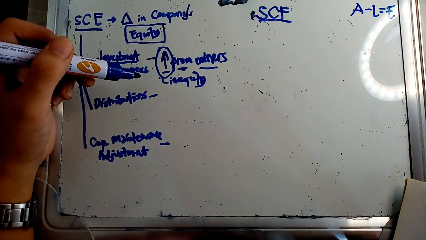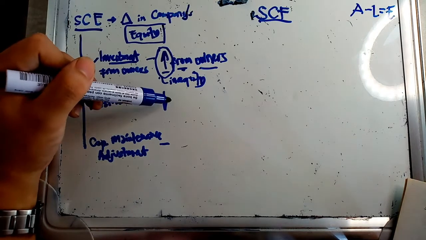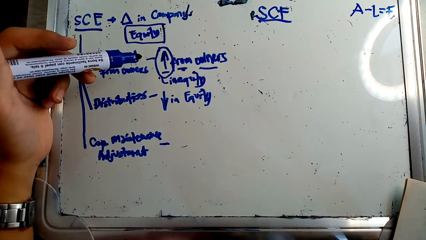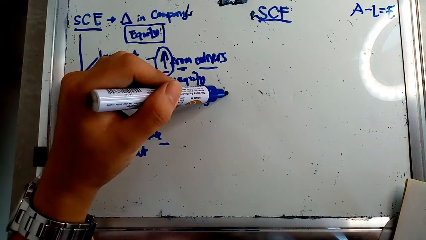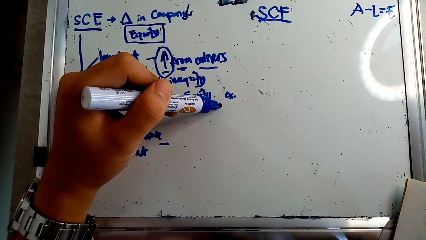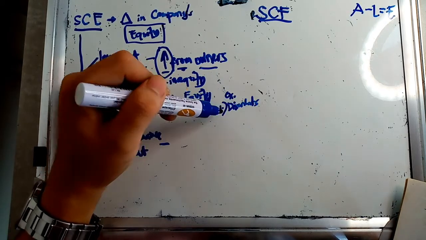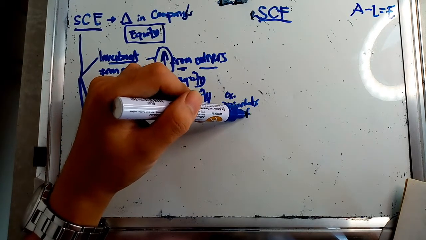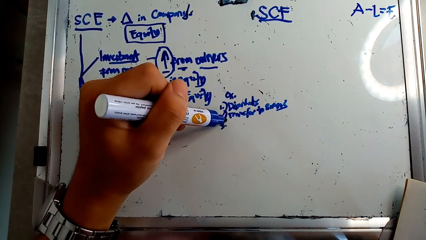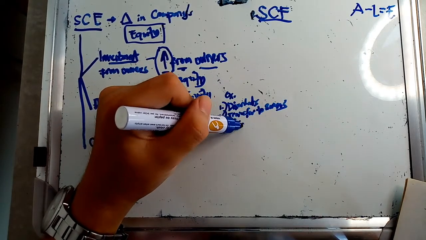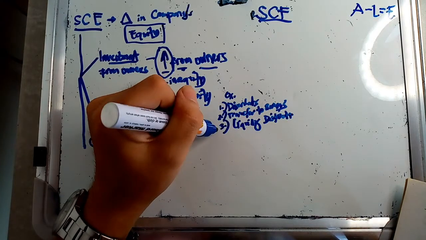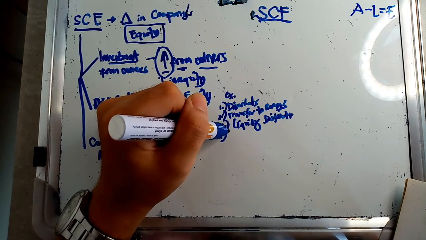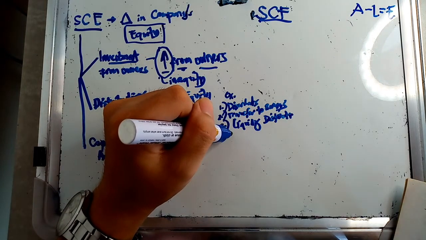Number 2, distribution to owners. It is a decrease naman in equity. Example nito, if nag-distribute ng dividends. Number 2, if transfer yung asset sa owner. Number 3, if liquidating distribution. Number 4, conversion of equity ownership to liabilities. So, yung equity ni company, ginawa siyang liability.